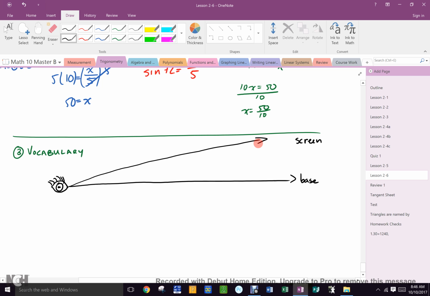What angle does that make? That right here, it makes a theta. And that is our elevation, or inclination. Right? That's the first piece of vocab.